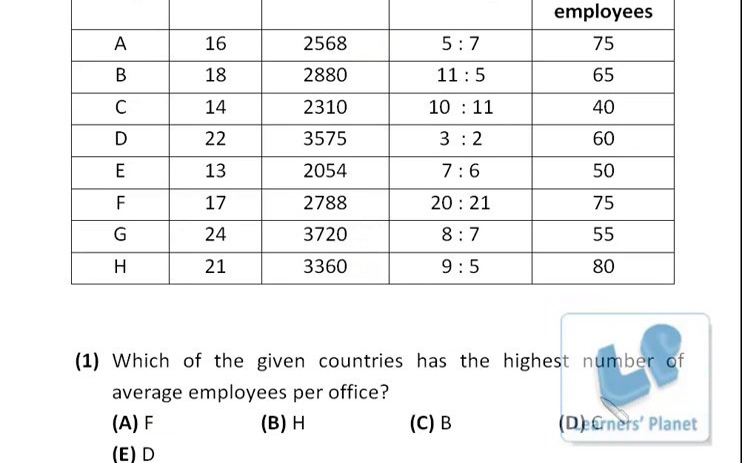Which of the given countries has the highest number of average employees per office? Now we'll take these 5 options into consideration. We are not going to calculate it for every country. That's not necessary because the correct option is among these only. So the average number of employees in company F, that is 2788 by 17. 17 1, 108, 17 6 are 102, it's 164.